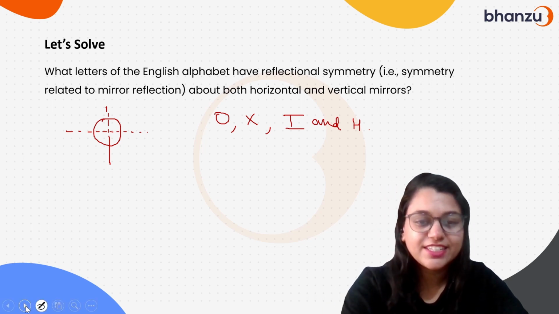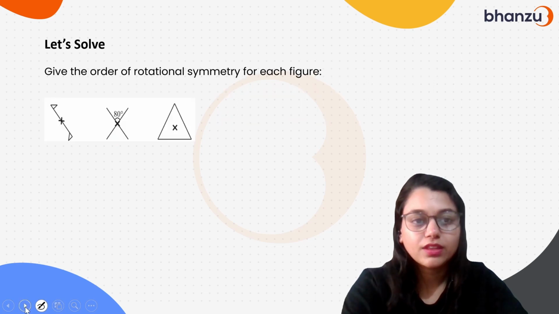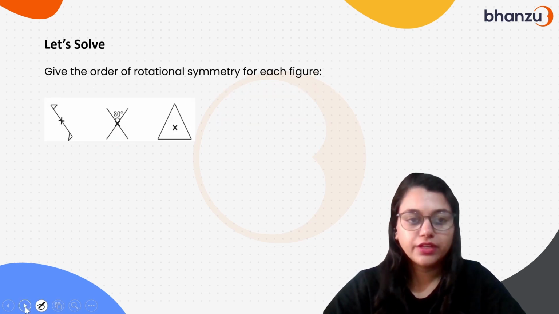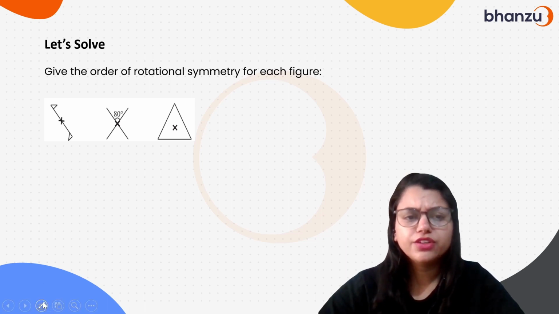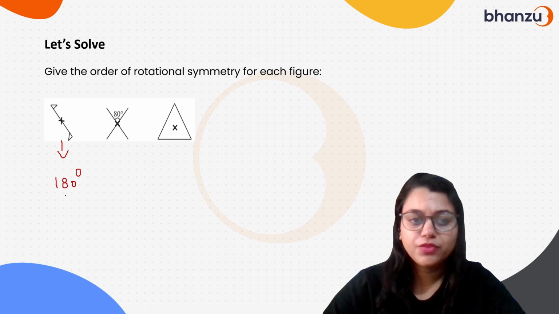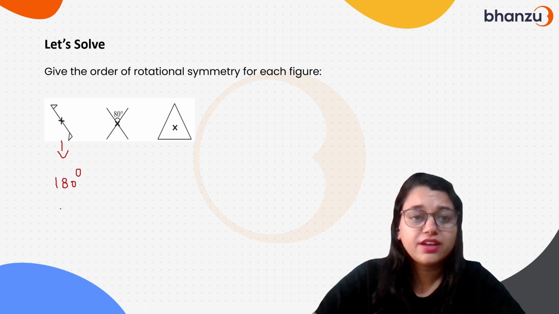Wonderful. Let's see the next question now. Give the order of rotational symmetry for each figure. So here we are given 3 figures, students. If you look at the first one, and if you rotate it at an angle of 180 degrees, you will see that you will get exactly the same figure, right? So what is the order of rotation here? For this, it will be 2, right?